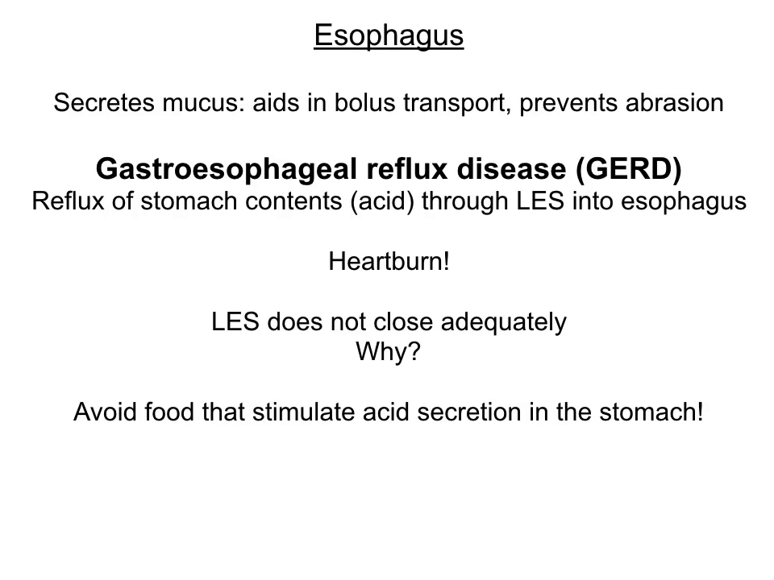Now, your esophagus doesn't produce any major secretions other than some mucus. And this mucus is going to help lubricate your esophagus, which is going to make it easier for you to move a bolus through that tube down to your stomach. The mucus also protects the lining of your esophagus from abrasion as the bolus is being transported.